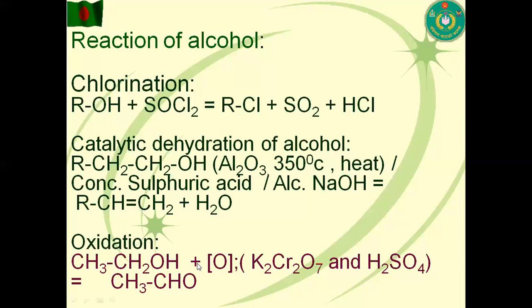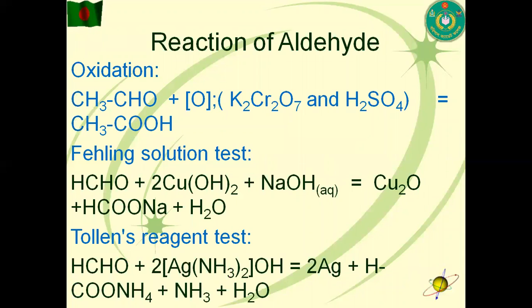Then the oxidation reaction. Ethanol reacts with nascent oxygen in presence of an oxidizing agent: potassium dichromate with sulfuric acid, potassium permanganate, or chromic acid. The product is acetaldehyde. Then on further oxidation, the product is acetic acid. Here, the oxidation is again in presence of potassium dichromate and sulfuric acid, giving acetic acid.